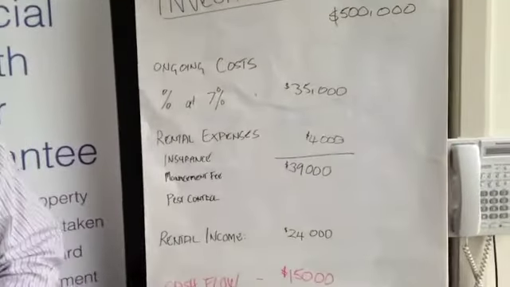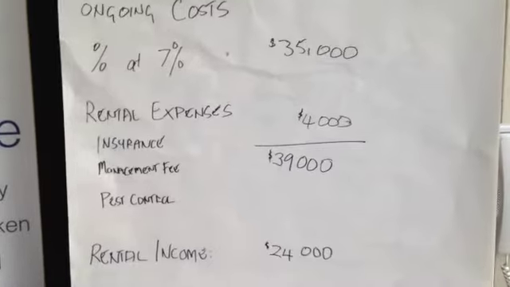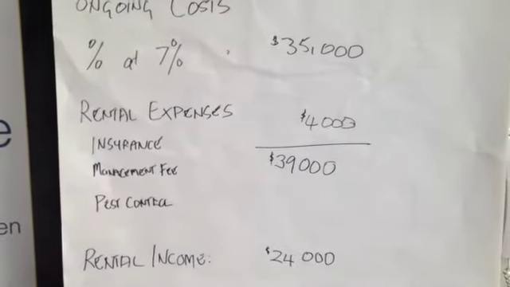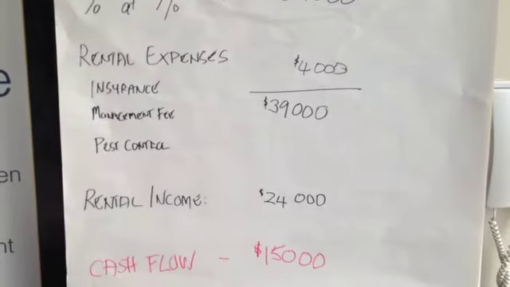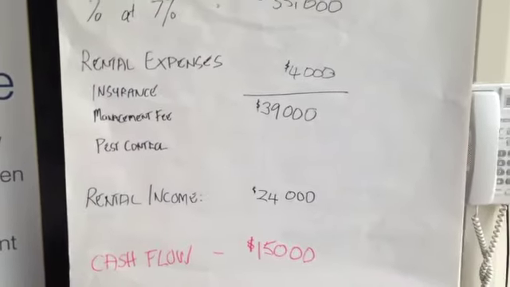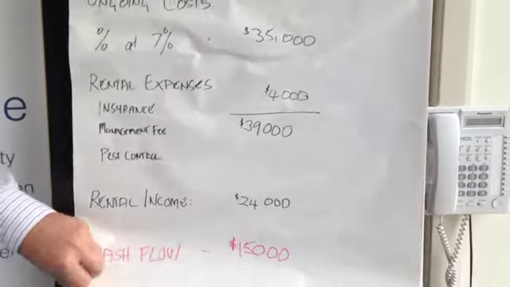Now let's look at what type of income the property derives. In this example, we've used $24,000. If we take that away from our expenses, we have a cash flow of minus $15,000. Now let's look at how that cash flow impacts on the second part.